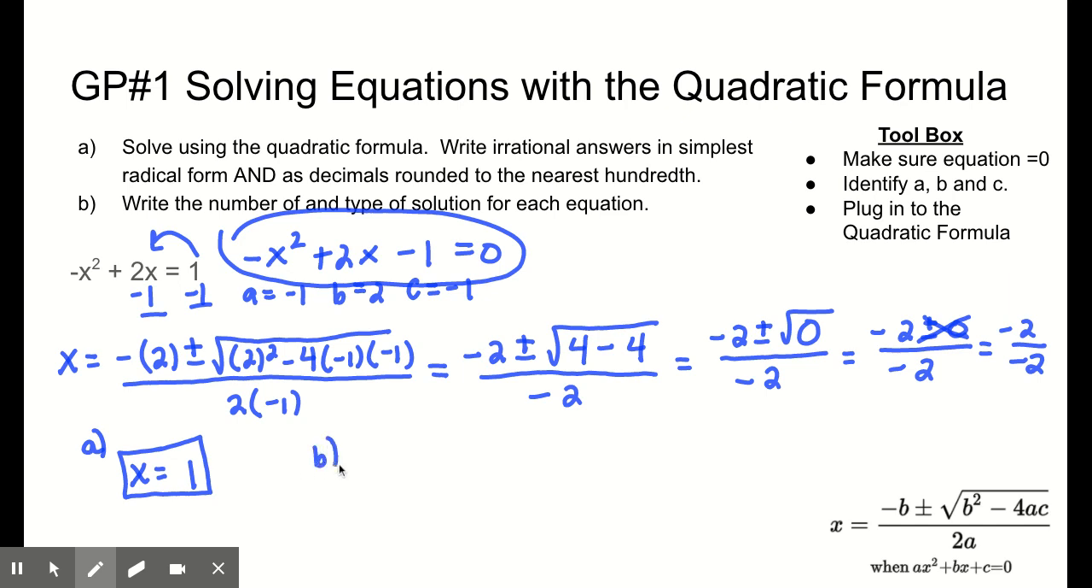For part B, state the number and type of solutions for each equation. Here we have one real solution.